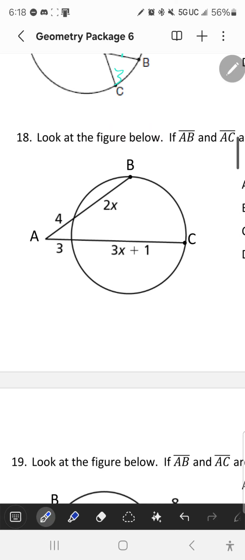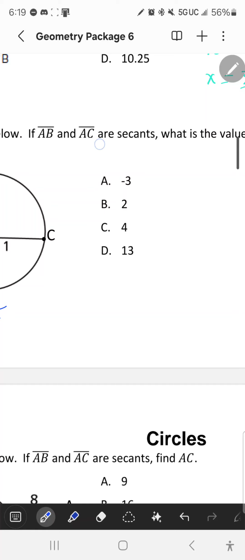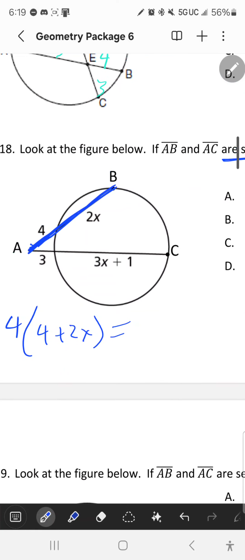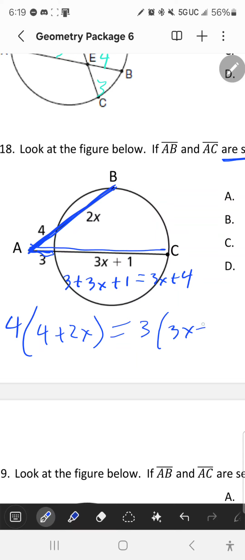So for this exercise, you need to know that the little line, the line outside, which in this case is 4, times the whole line, which is going to be 4 plus 2x, is going to be equal to the other little line, that's when they are secants. You know, they said there. It's going to be equal to the other little line, which in this case is 3 times the complete line, which is 3 plus 3x plus 1, which can be read like 3 plus 1 is 4, so 3x plus 4 is exactly the same. So times 3x plus 4.